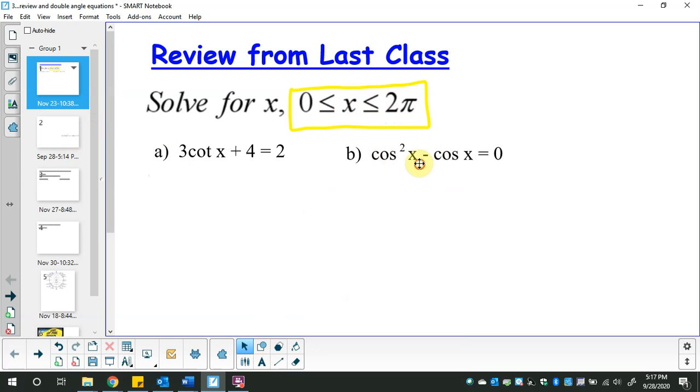I hope I made B movable. Oh yes, I did. I'm so smart. I'll come back and take a look at this in a minute. We'll look at this one first.